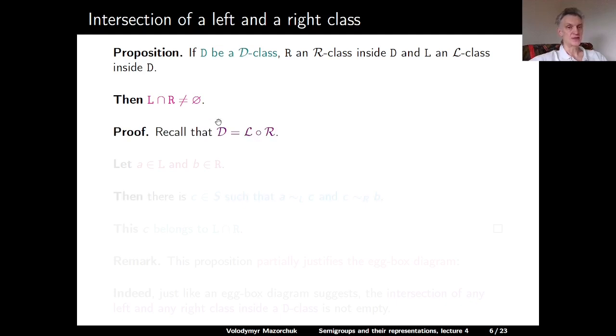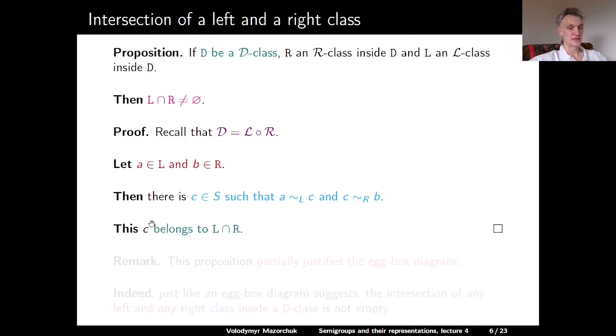Proof: let us recall that the relation D is a product of L and R. So it's a product of the left relation and the right relation. Take any element A in our left class L and any element B in our R class R. Then there is an element C in S such that A is left equivalent to C and C is right equivalent to B. That's how the product of two relations is defined. But then this element C belongs to the intersection of L and R, and we are done.